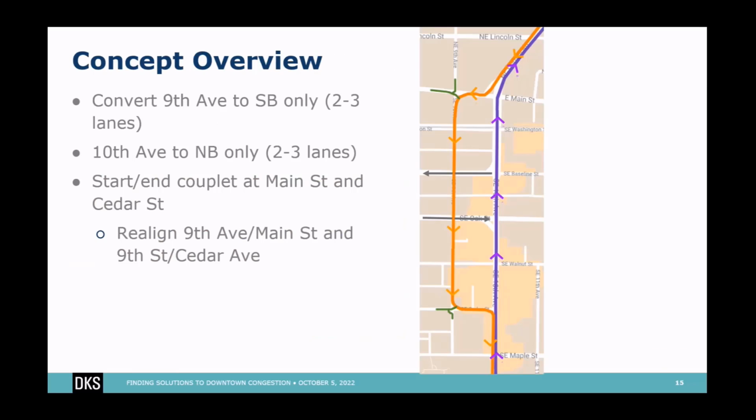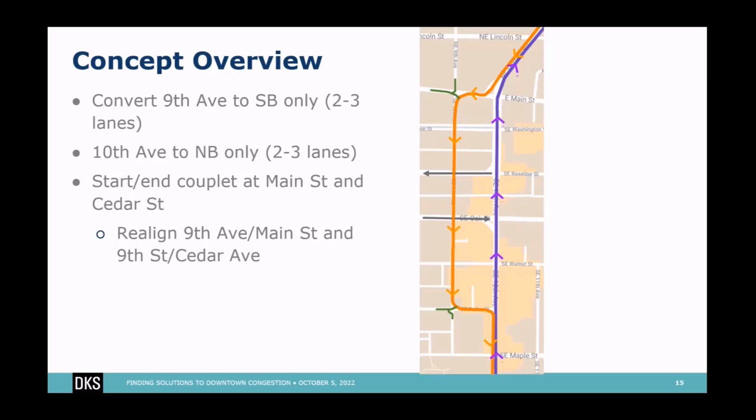So one of the unique concepts that we tested, which Randy touched on briefly, is the idea of a couplet through this area. So you already have an existing couplet on Oak Street and Baseline, which are the east-west streets. We looked at what would happen if you turned 10th Street into a couplet with 9th Street nearby. So you can reduce the number of travel lanes on 10th Street because you would only need 2 to 3 lanes northbound instead of the 5 or 6 lanes that are there today.